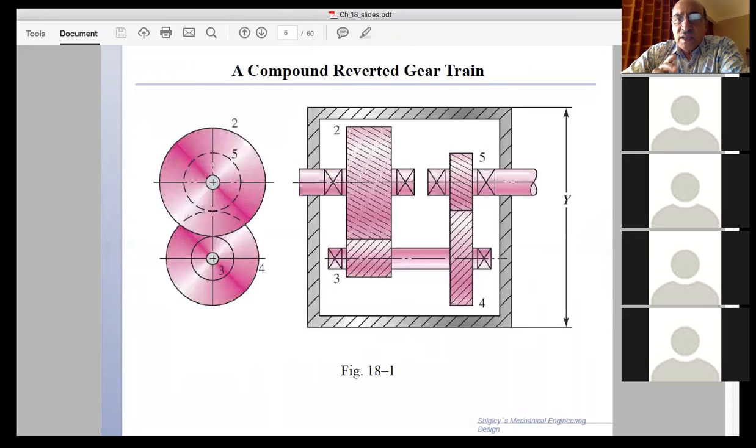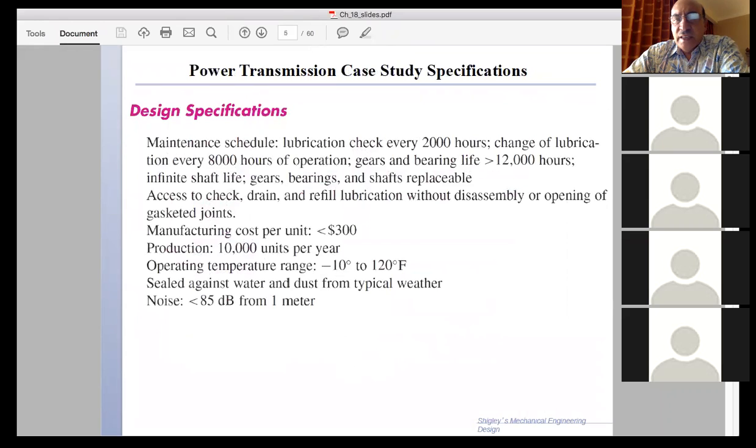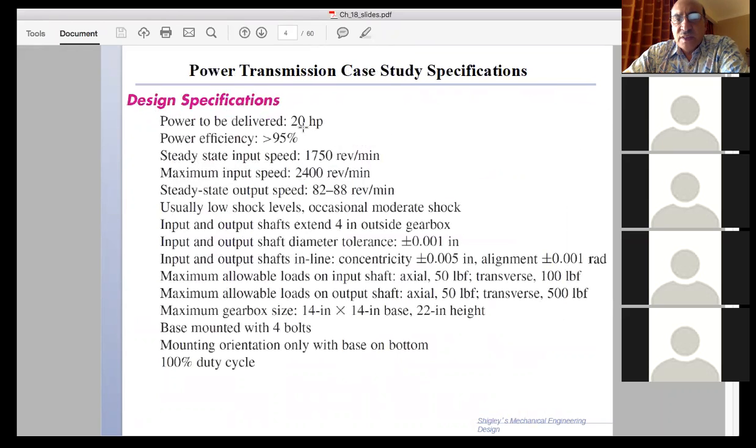So we're going to just do a little bit of introduction here to get things started, and then we will stop talking about the project and then shift to review of material relevant to the midterm exam. So for this chapter, the requirements were to transmit, here's a requirement, 20 horsepower with input speed of 1750 RPM, and the output is very low, 82 to 88.